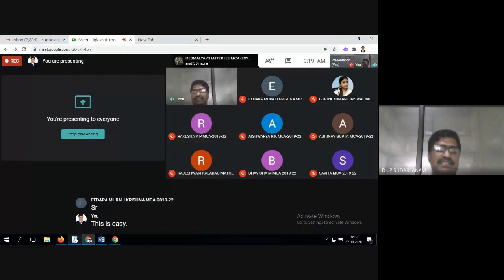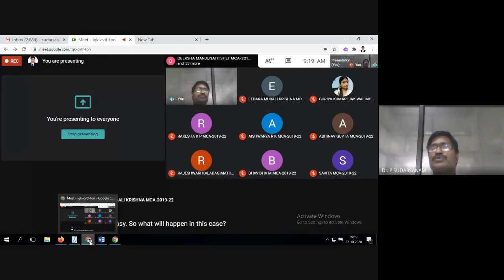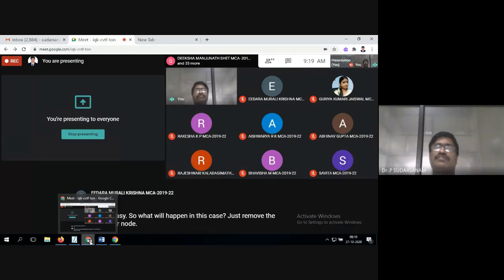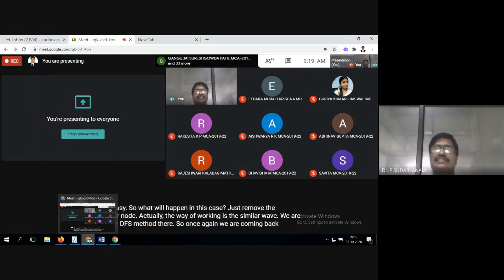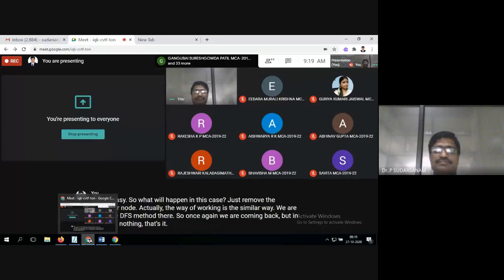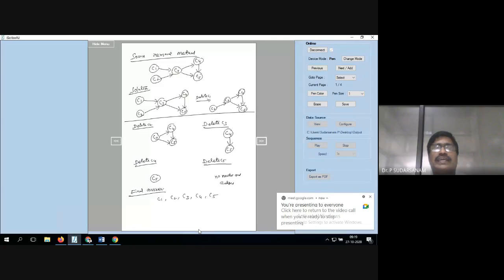So what will happen in this case? Just remove that particular node. Actually, the way of working is similar there. We are using the DFS method there, so once again we are coming back. But in this case, nothing. That's it. So this was the source removal method. Source removal method in the sense where you don't have the in-degree, that is to be taken first and deleted. Next, where you don't have the in-degree, write it. Suppose, now is it clear up to here?